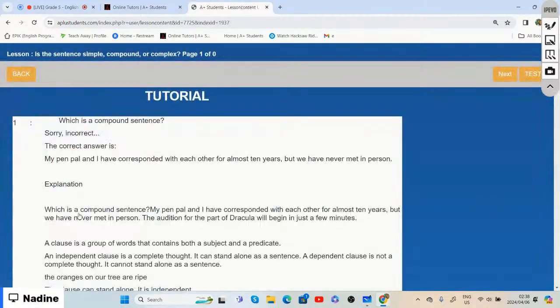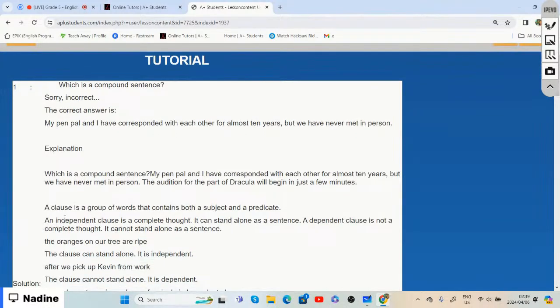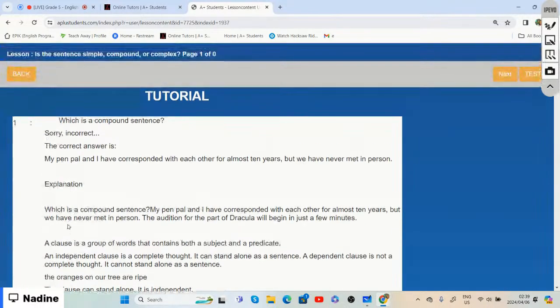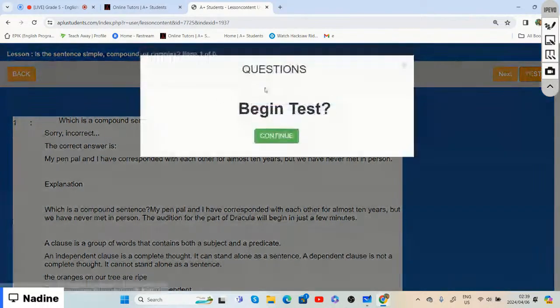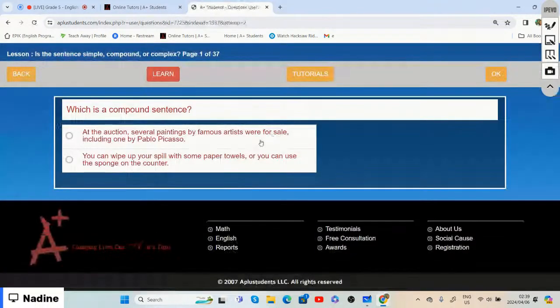All right, now we're going to say, is the sentence simple? Is it compound? Is it complex, right? We specifically went over what a simple sentence is, what a compound sentence is, as well as what a complex sentence is. So let's go to our test, right?